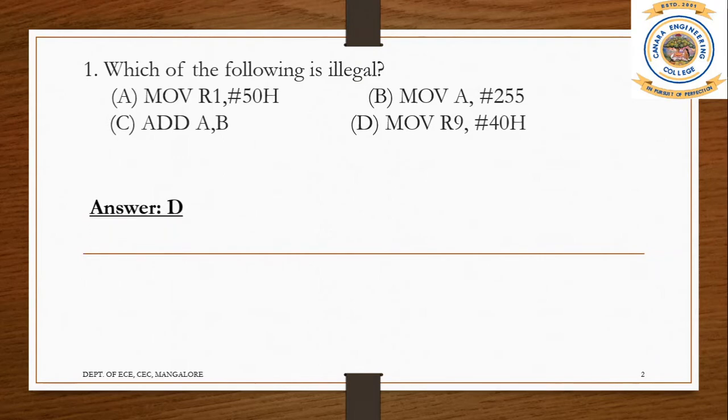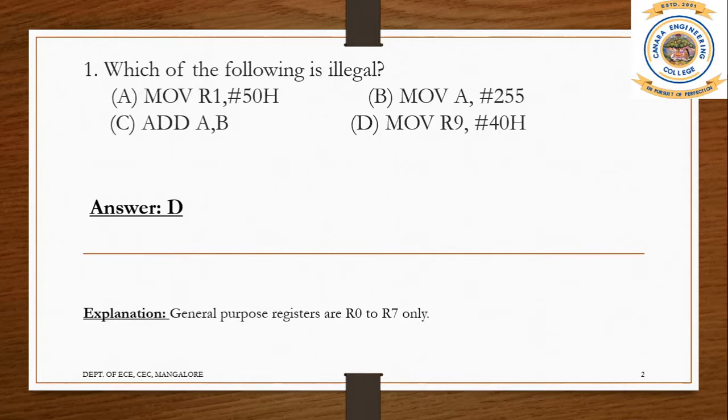The reason is #40H is an 8-bit number. It can be moved to an 8-bit register, but here R9 is given as the destination, but there is no such register in 8051. So for such questions you have to thoroughly check the syntax of the given instructions. Also you have to check whether the given registers exist. You have to be very careful about 8-bit values, 8-bit registers, 16-bit values, 16-bit registers, etc.